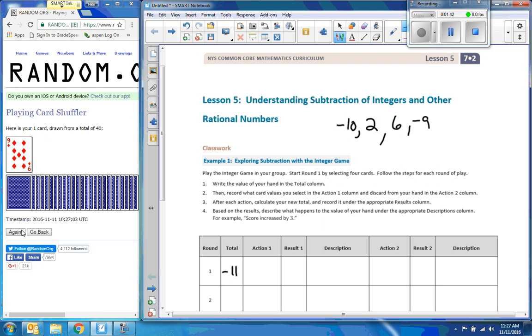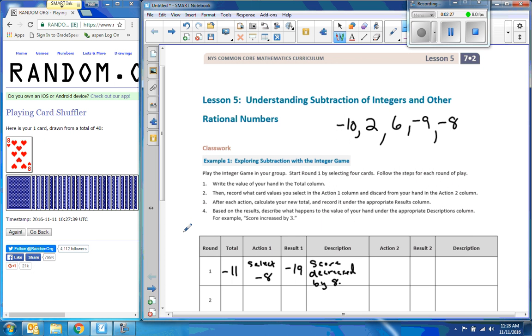So I'm going to now go over my actions. I draw a card, and I got an 8, and it's negative. So I'm going to just draw this over here. And for the action, I selected negative 8. Result, negative 11, minus 8 is negative 19. Description, score decreased by 8. Action 2, we're going to now draw again.